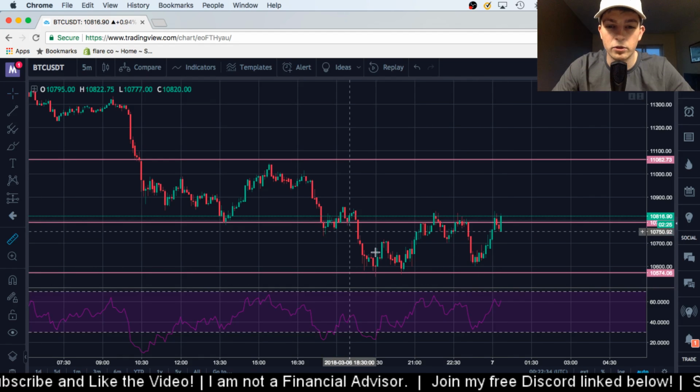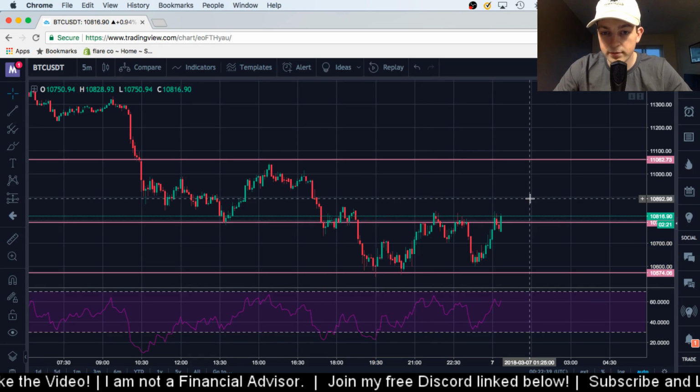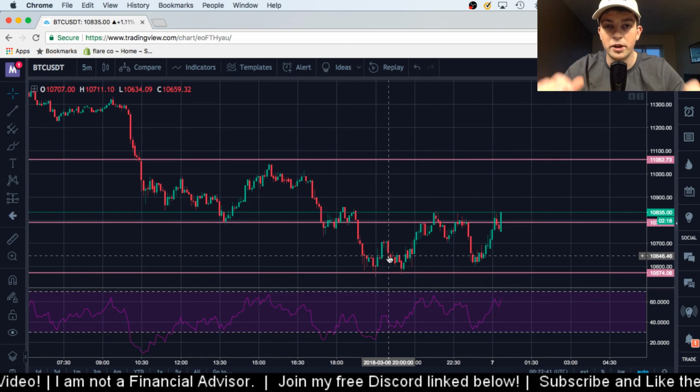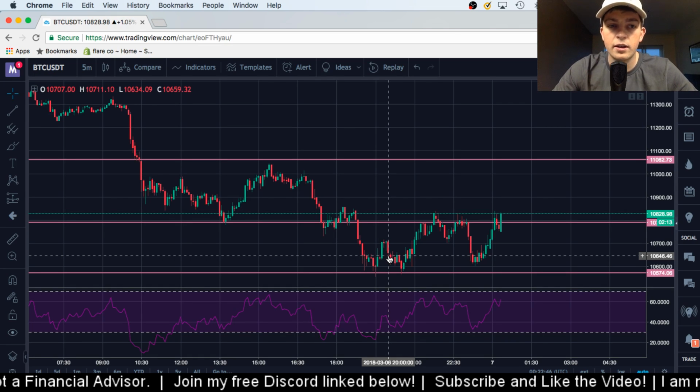I think they're almost 3% trades. 2% trades, there you go. So that's an easy 2% just from being able to look at the big picture and narrow it down into the 5 minute range.